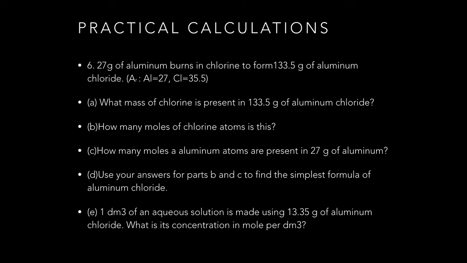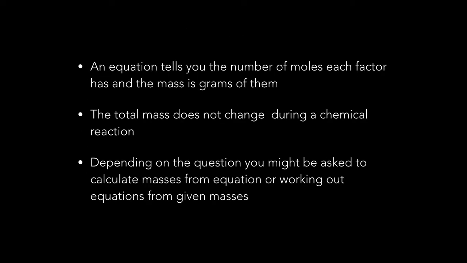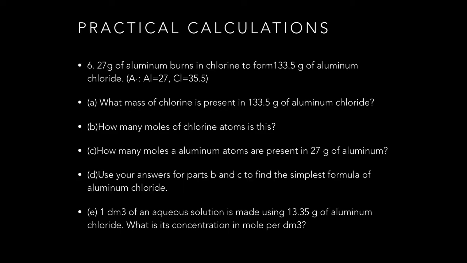Now, question A. What mass of chlorine is present in 133.5 grams of aluminium chloride? Now, this question is actually pretty straightforward. You'll know that 27 grams of aluminium is present in 133.5 grams too. Now, to find the mass of chlorine, you simply just have to minus 27 from 133.5.